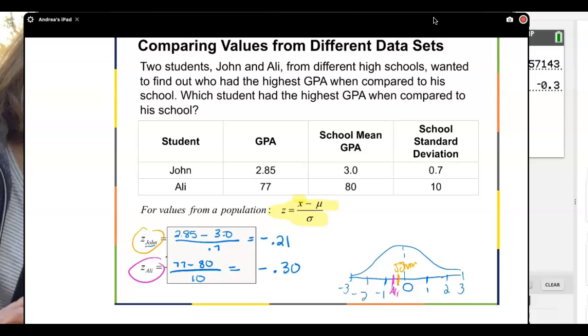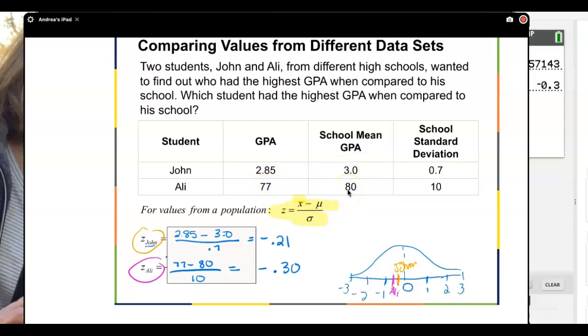Make sense? So basically what our z values tell us is, if the mean is right here at the center, how many standard deviations away from the mean their score is. John's score was negative, and that just tells us the direction, to the left of the mean, by 0.2. Allie's was also below the mean, to the left of the mean by 0.3. That makes sense because John's GPA was below his school mean, and Allie's GPA was also below her school mean.